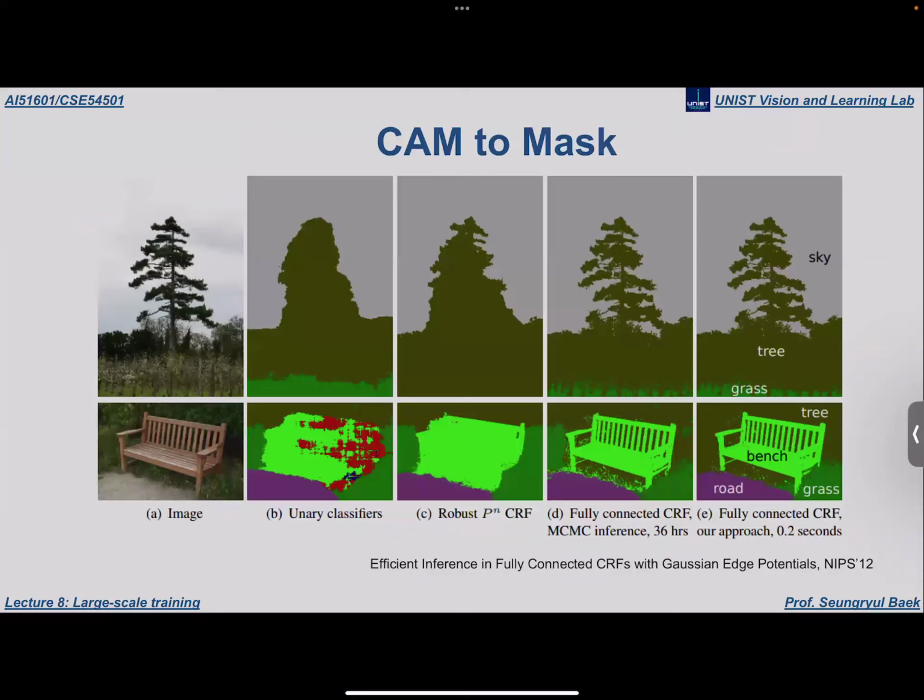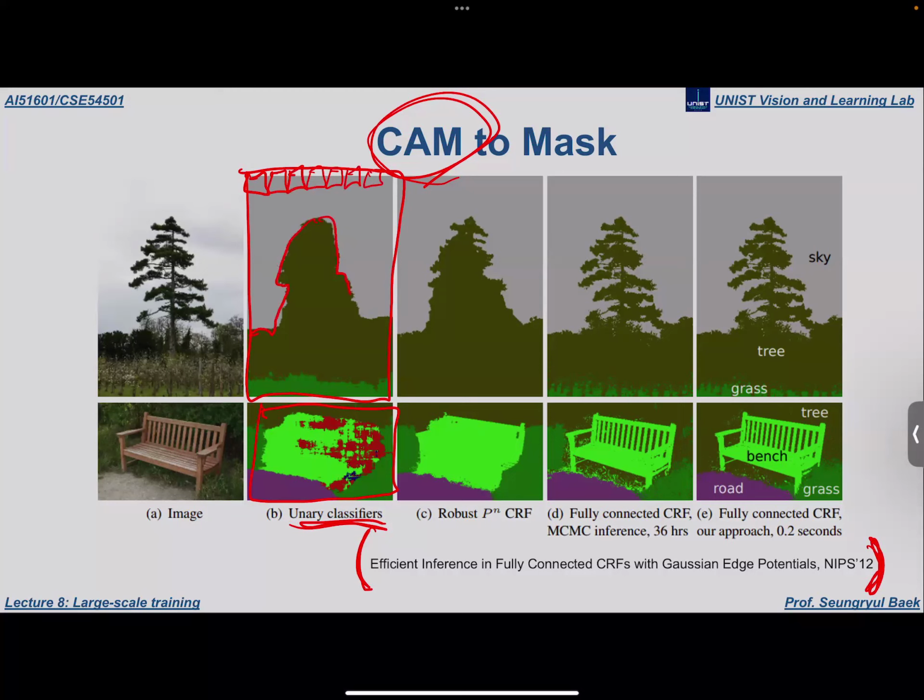And somehow, CAM is used to obtain fine segmentation masks. So this is some previous method that can remove some noise. This is the unary classifier, which is obtained for each pixel. If we classify each pixel of these images, then that could be very noisy. This green color denotes that these regions are classified as tree, and this gray indicates that these parts are classified as sky, and so on. But unary means that each pixel was classified independently without considering each other.